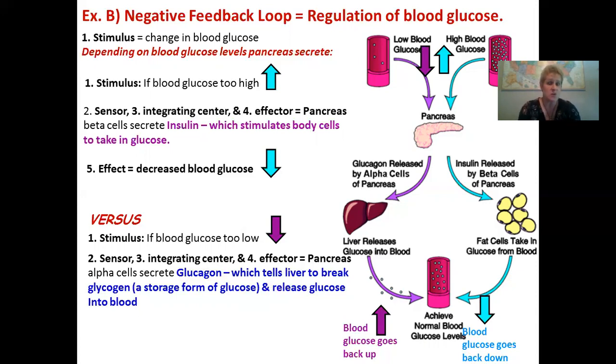Glycogen is a storage form of glucose in the liver, and it has it there in case you face lean times. So the glucagon tells the liver to break down its glycogen stores into glucose and to release that glucose into the bloodstream. As a result, your blood glucose goes up, because your liver is just as important as your pancreas in regulating your blood glucose. I don't know if you knew that, but that's true.